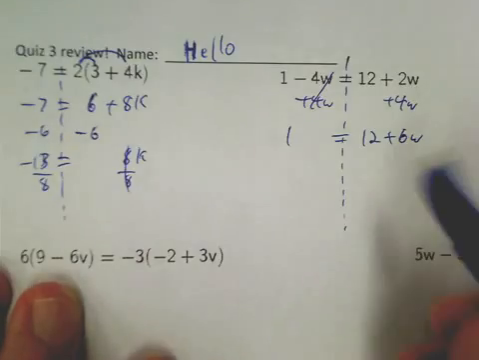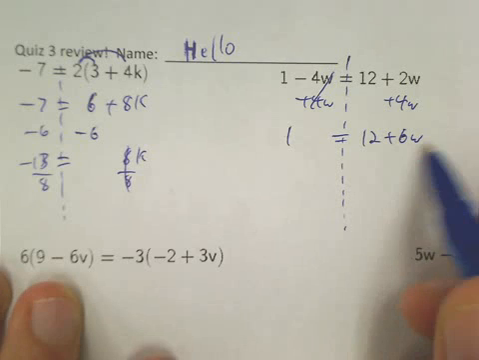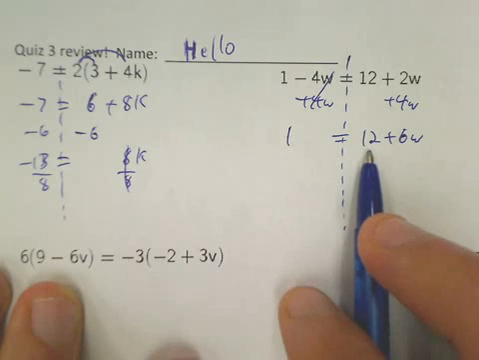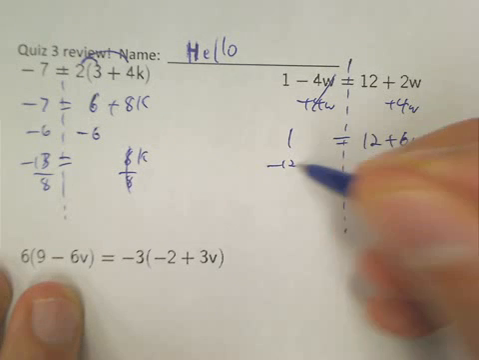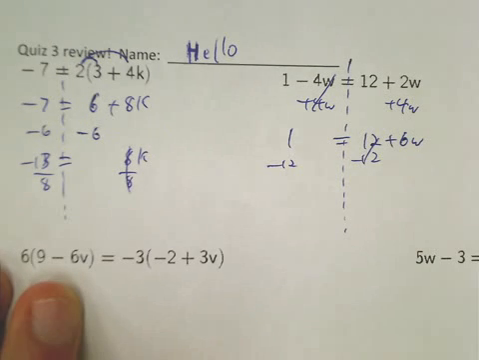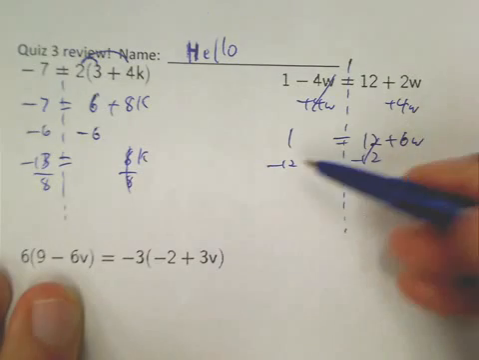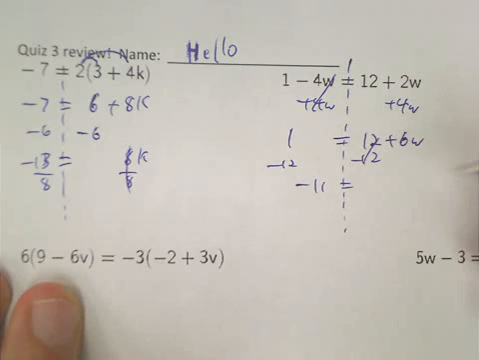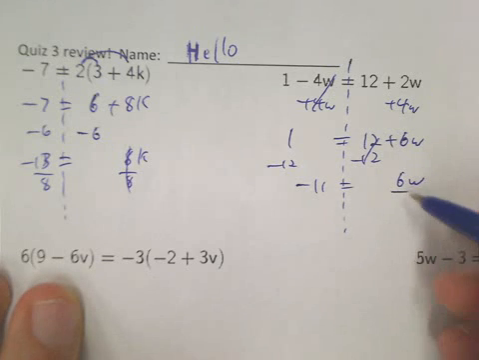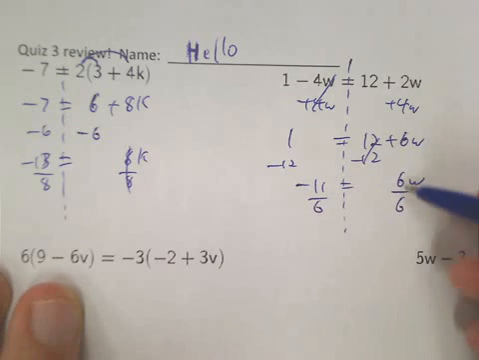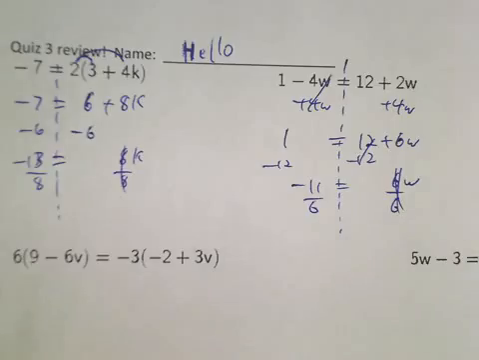Okay, next you look on the side that has the variable. Look over here. You're going to get rid of the number without the letter first by adding or subtracting. Okay, 1 minus 12 is negative 11. That's 6w. Your last step is to divide by the number in front of the letter. Divide by the coefficient on the variable. That gives me negative 11 over 6.